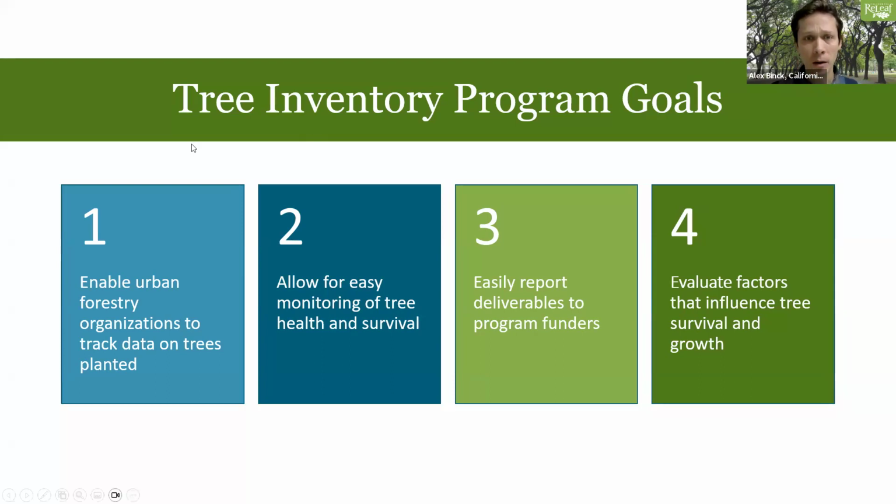And then finally, the ultimate goal is, after people have added all this information about their programs and their trees into the system, we'll be able to take a bird's eye view of what's happening across the state and try to identify some things that are affecting tree growth and survival, either negatively or positively, and then communicate that back to you so that you all can help improve your programs going forward.